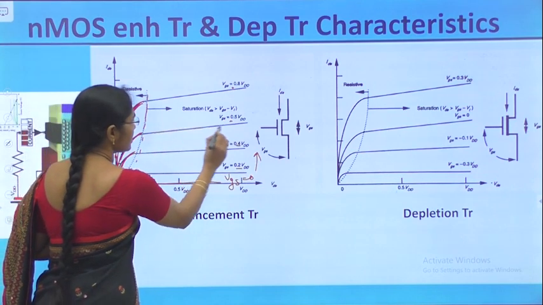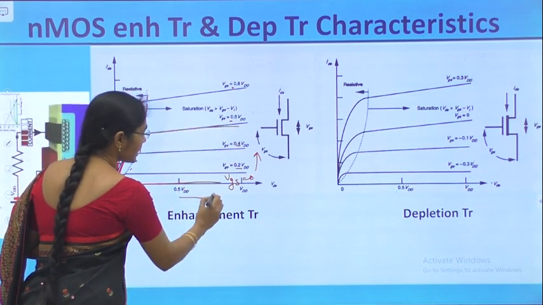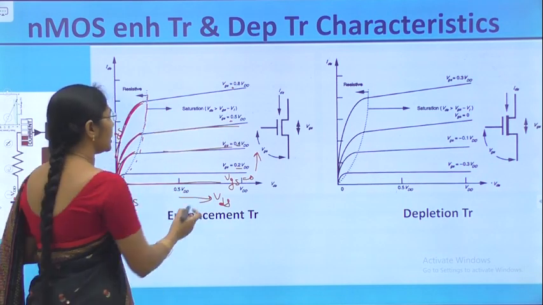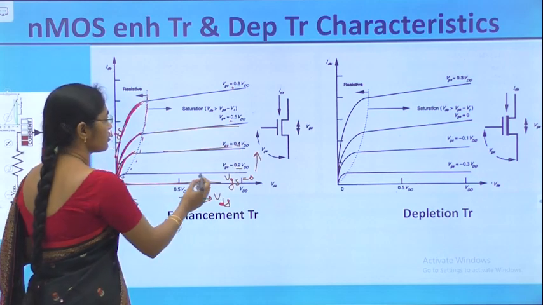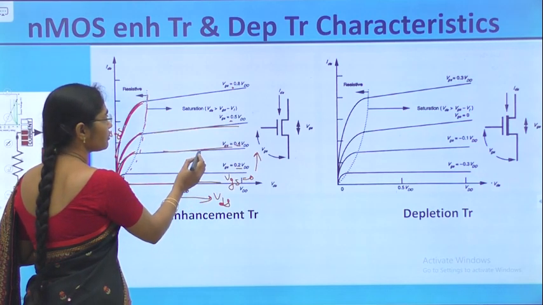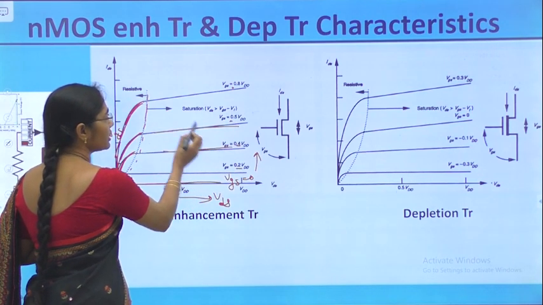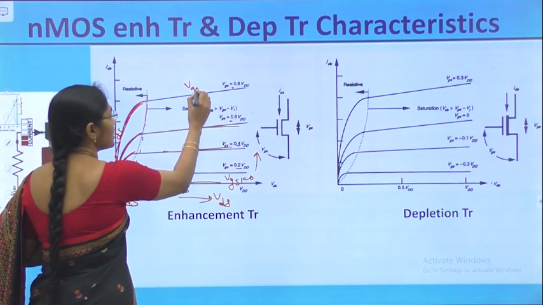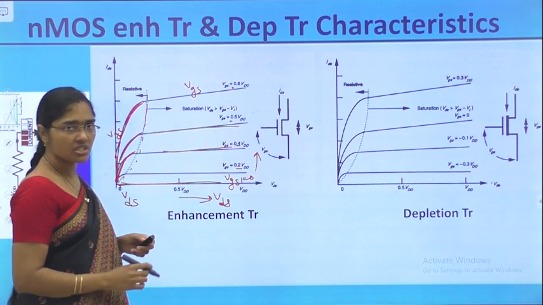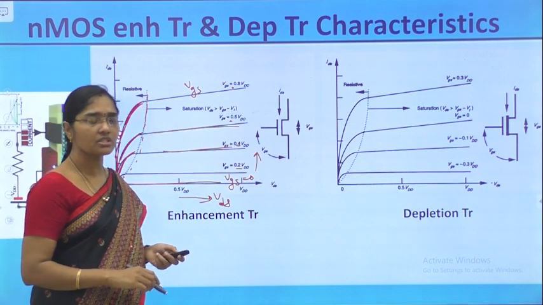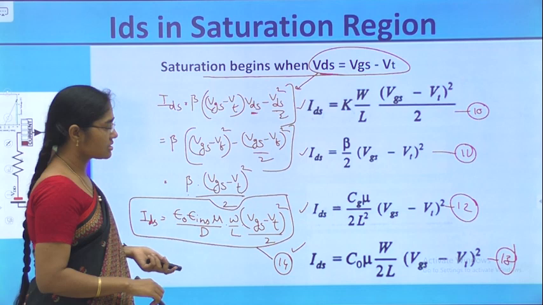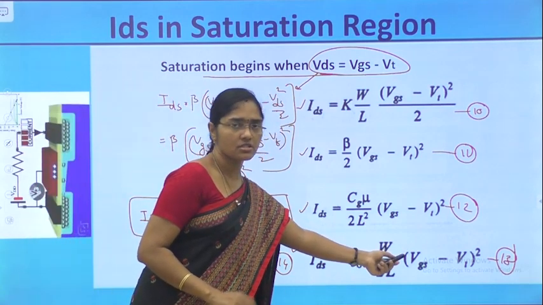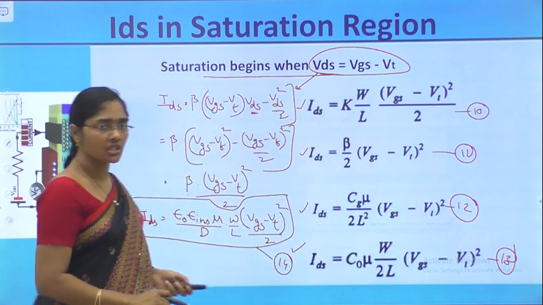But in saturation, even though VDS is increased, there is no change in the magnitude of the current, and it depends upon VGS. So for 0.2 it is one value, for 0.4 it is another value, for 0.5 another, like that. So in the saturation region, the current is only a function of VGS. We have seen that already in the equation. That equation has (VGS minus VT) whole square; there is no VDS in the equation at all.